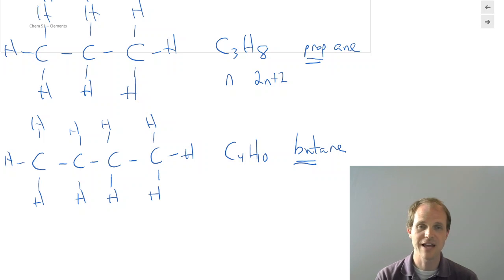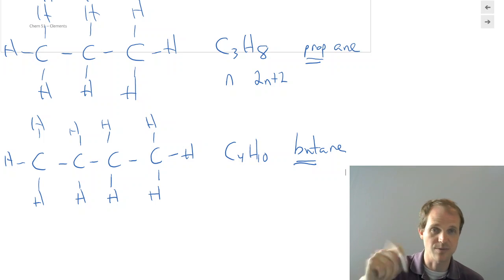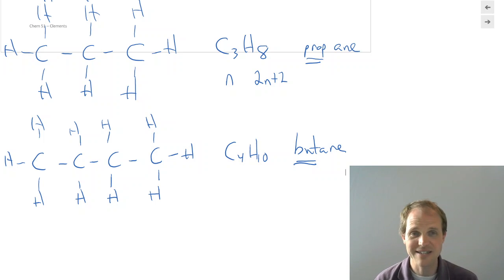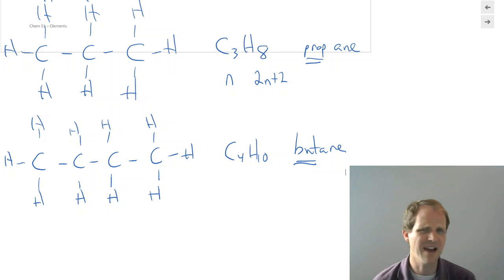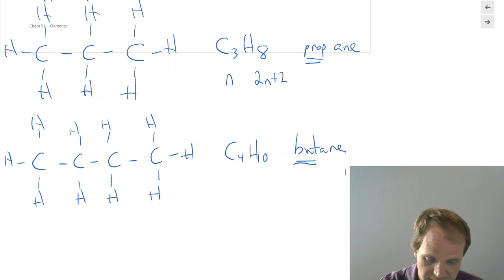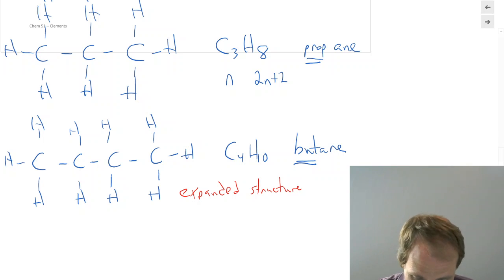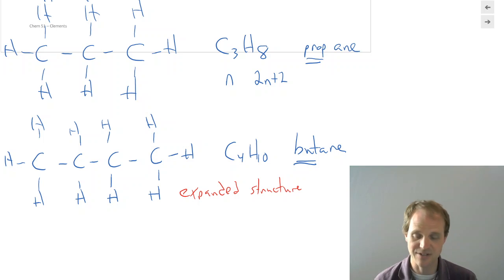How can we make our life a little bit easier so we don't have to draw all of these Lewis structures with all these hydrogens? I mean, imagine when we get to decane. So many hydrogens to draw, it takes forever to do. So people have done different things. One, they call this the expanded structure. Right? It's the Lewis structure, essentially, and it's the one that's got the most detail to it.